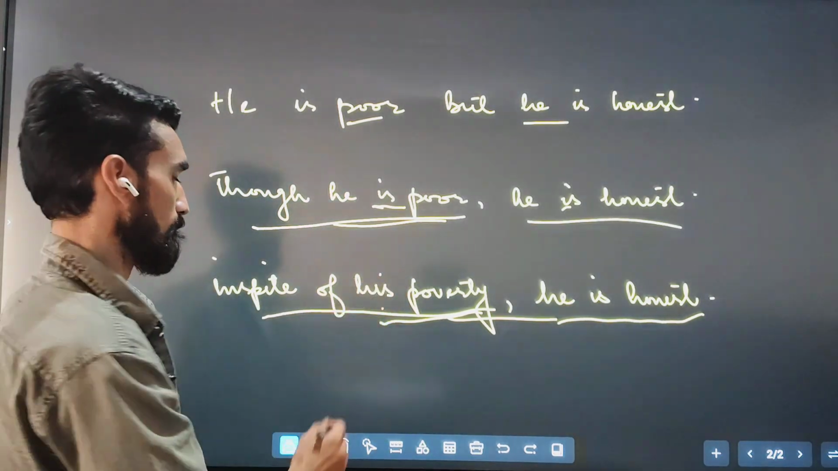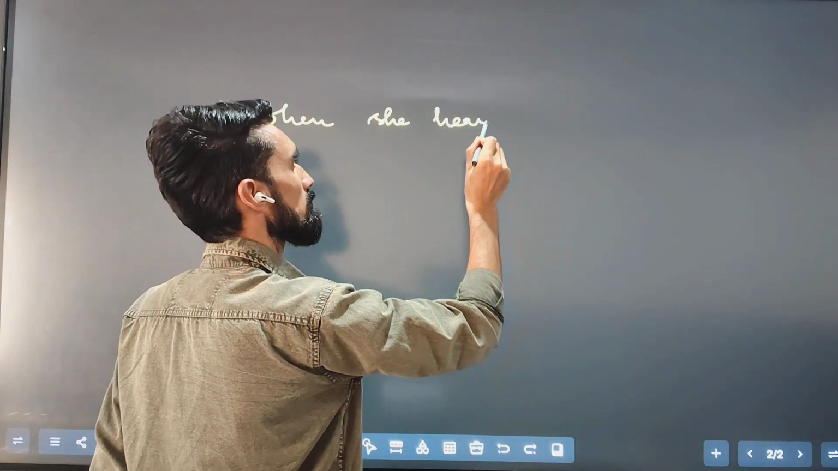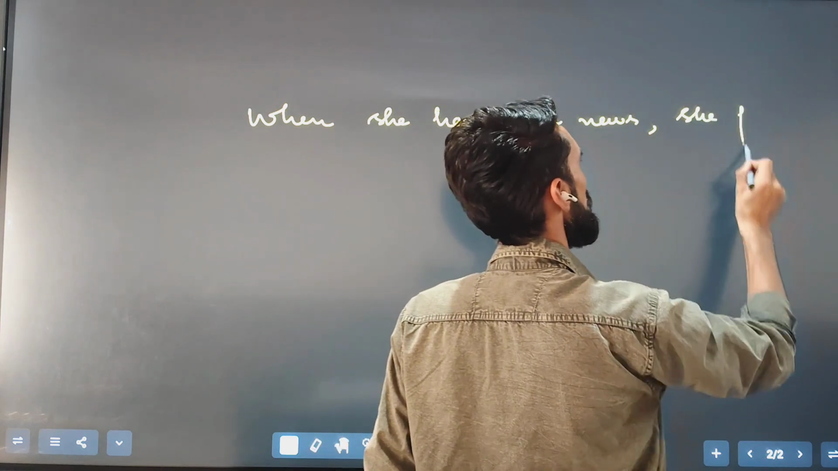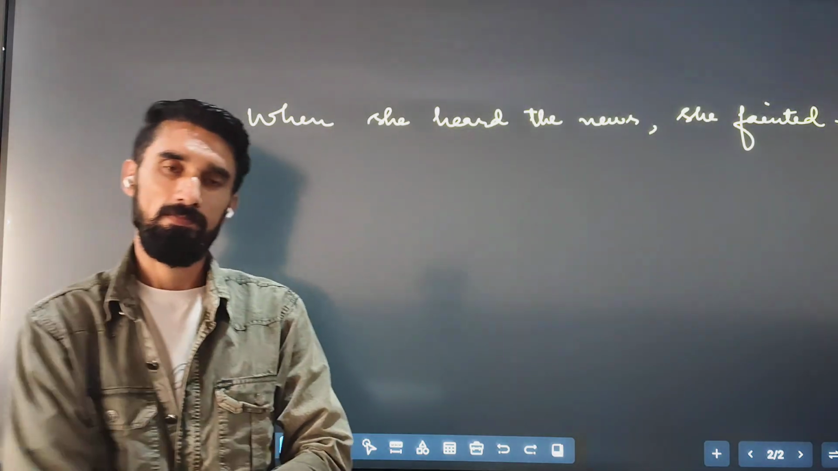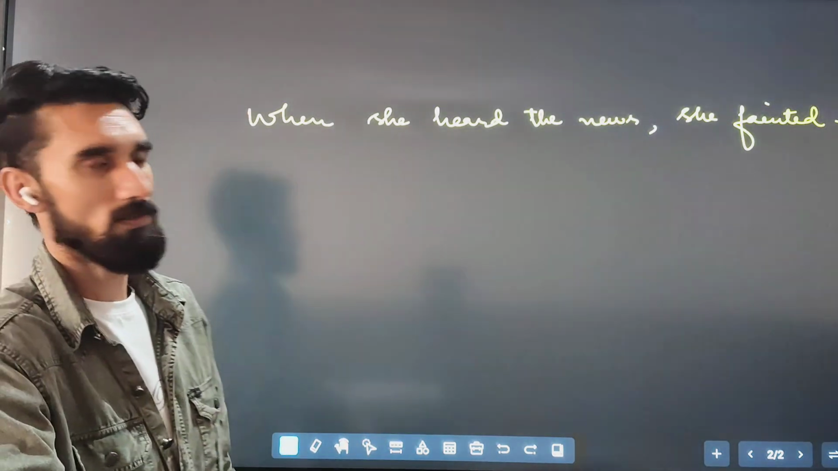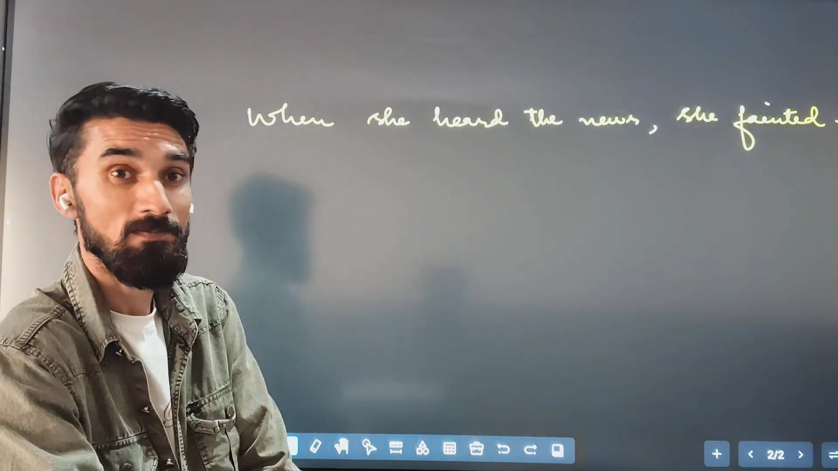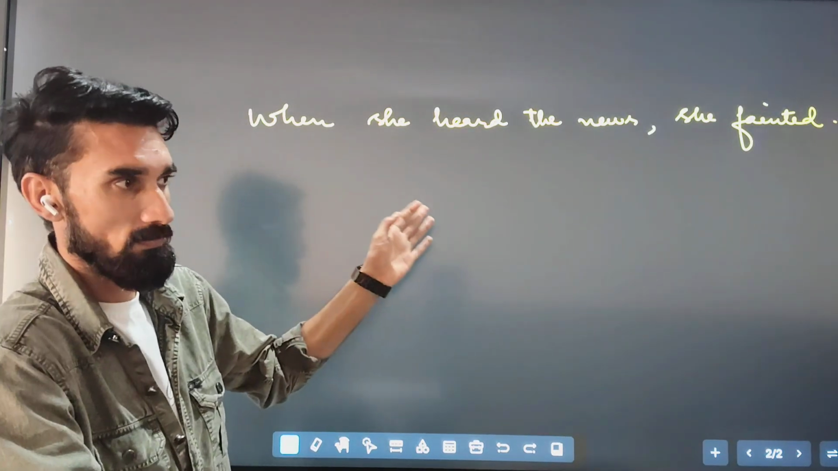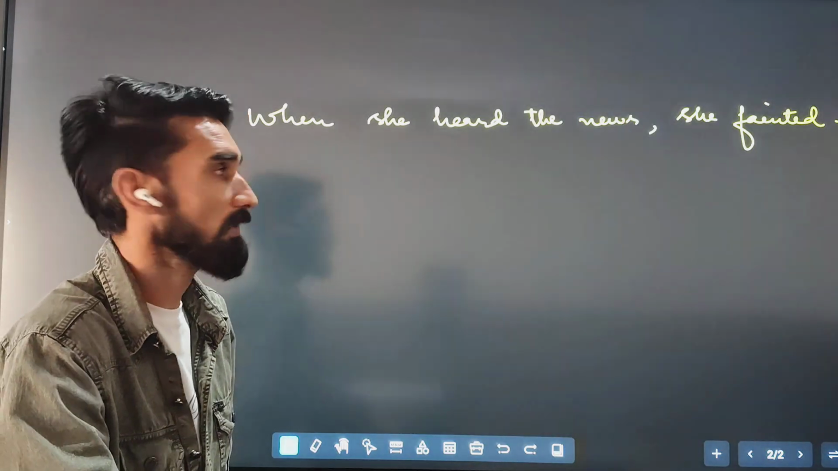Then see another. When she heard the news, she fainted. Identify the clauses now. Both the clauses here are not independent. One of them is a dependent clause. One of the clauses is independent or principal clause, and one of them is a dependent clause.